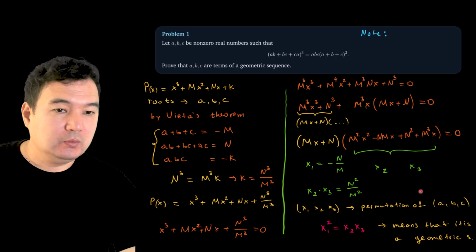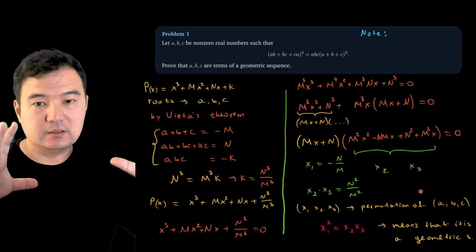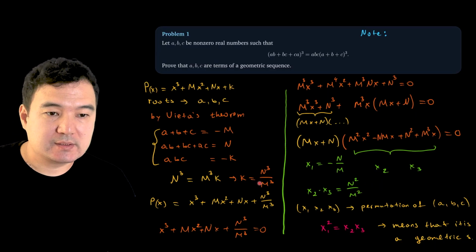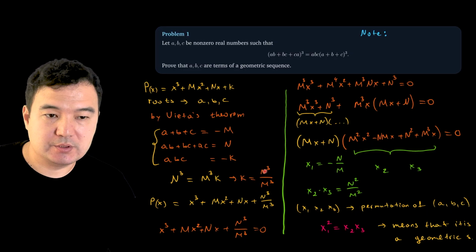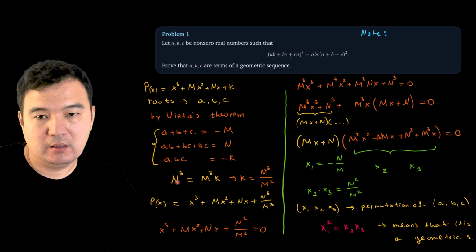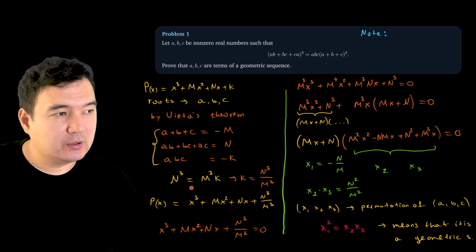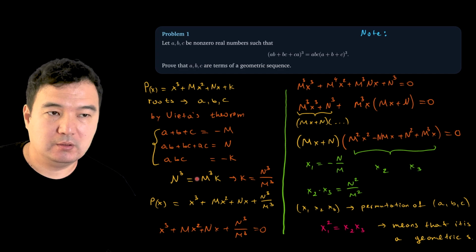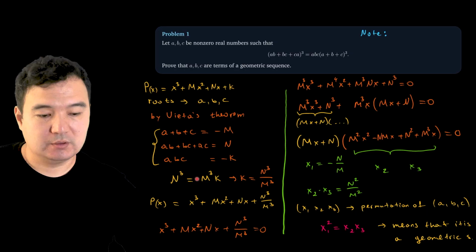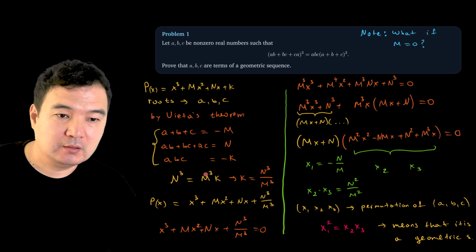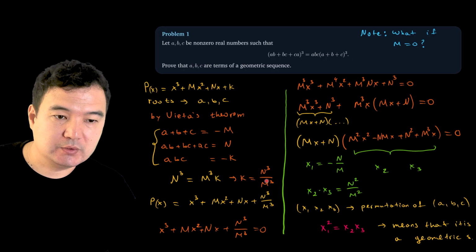One thing to note here: that completes the proof, but there is one thing to note. When we were solving the problem, we had this expression for k, which is n squared over m squared, so we just divided here. If you are writing a complete solution to the problem, this is something you should make a note of. The issue is: what if m is equal to 0?